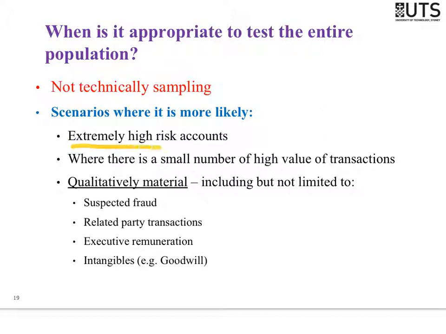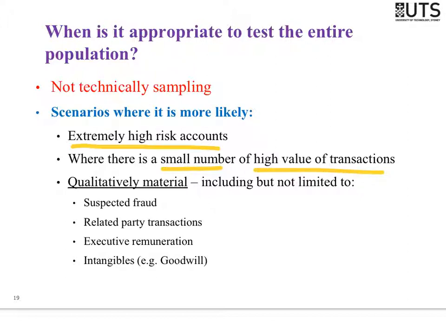First one, where there is an account that is extremely risky. Remember, the higher the risk, the more sampling you'd want to do, to the point that if it's really high risk, you want to test the whole group. Okay? Makes logical sense. Another situation could be if you're dealing with an account and that account is made up of a small number of transactions and each of those transactions is high value.